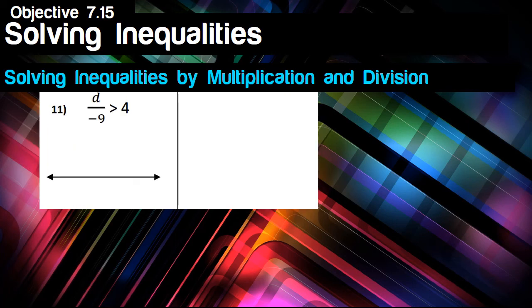So now let's go ahead and try this last example here for this video. So this is where we're going to have to flip our inequality because we need to multiply both sides by negative 9. We know that our negative 9s cross out on the left to give us d. On the right-hand side here, we're given negative 36. And then we take our inequality sign and let's go ahead and flip it. So we're left with d is less than negative 36.